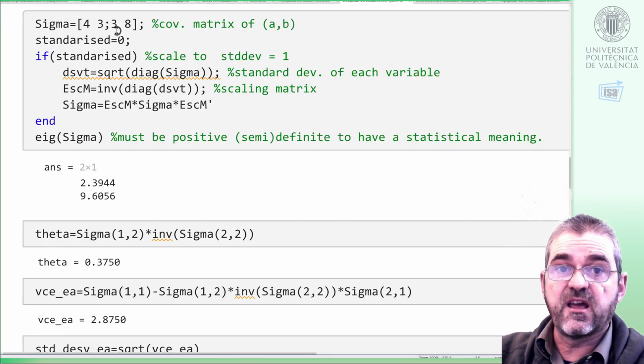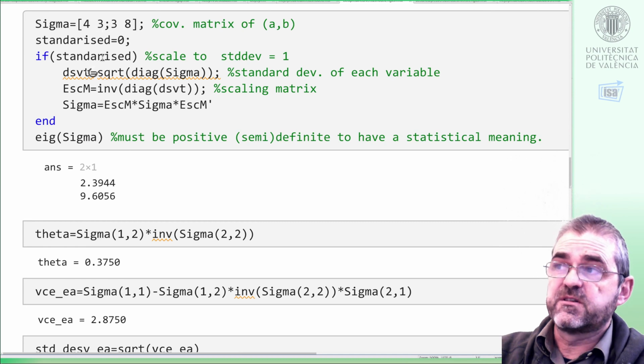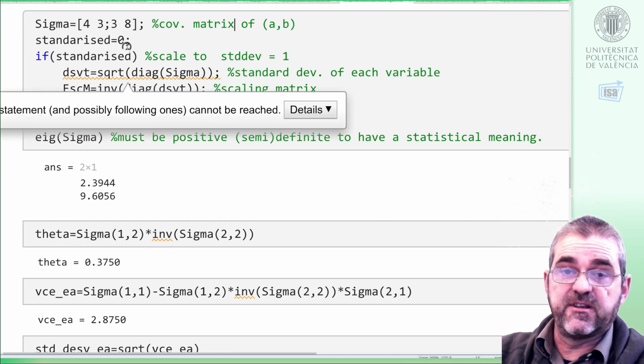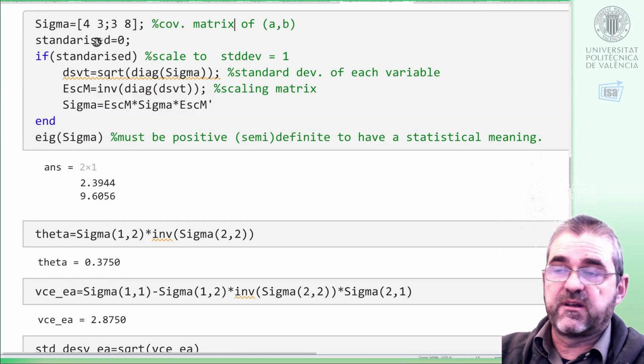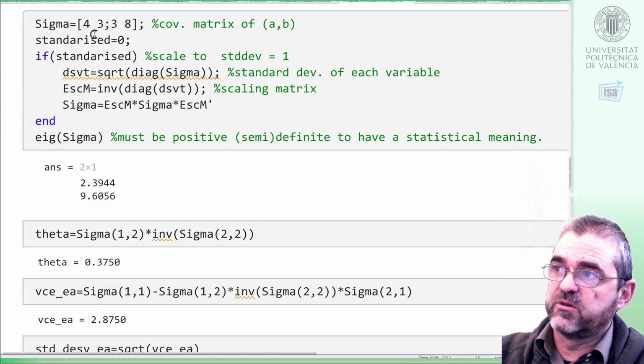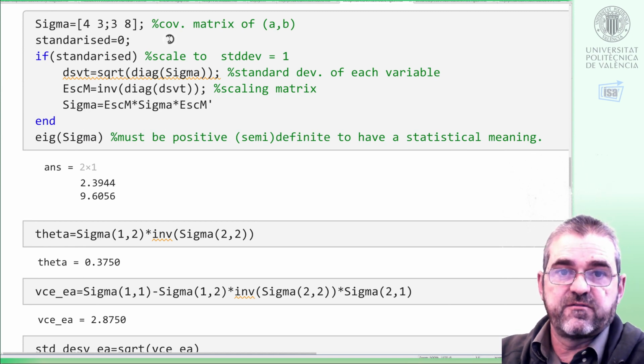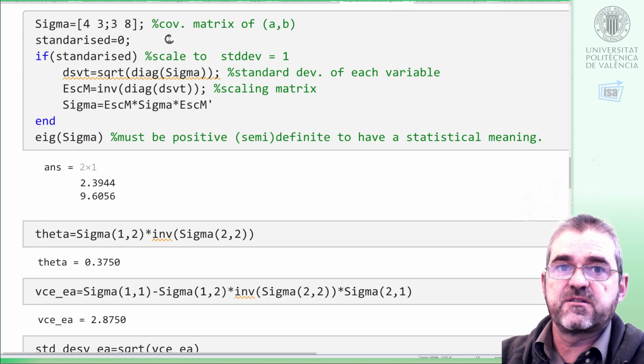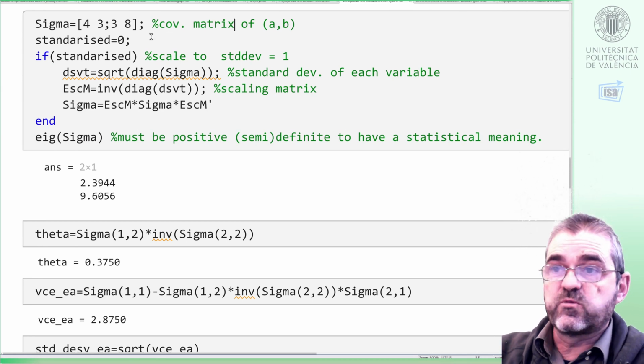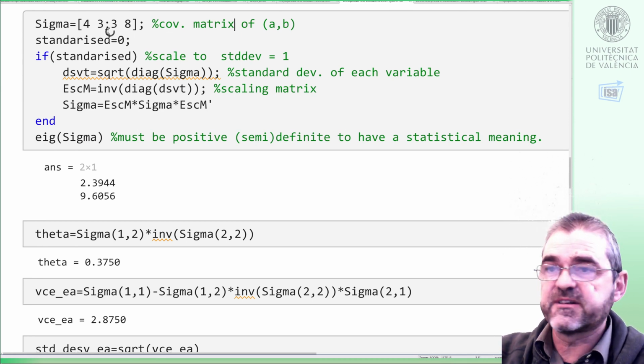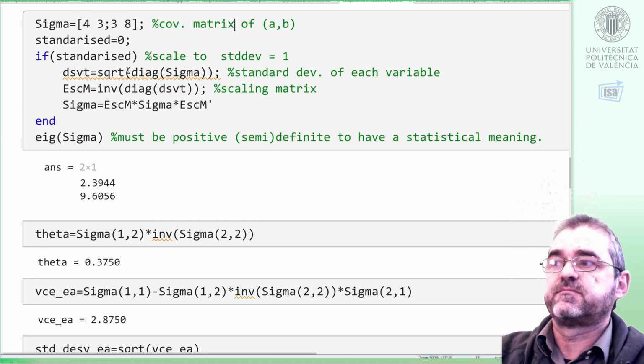So, for instance, if I have this covariance matrix of the joint AB, this is standardized. It's just because it's quite common to carry out a scaling of my variables so that all of them have the same variance if they have different physical units in order to compare. But okay, we'll start with the non-standardized original units: 4, 3, 3, 8.